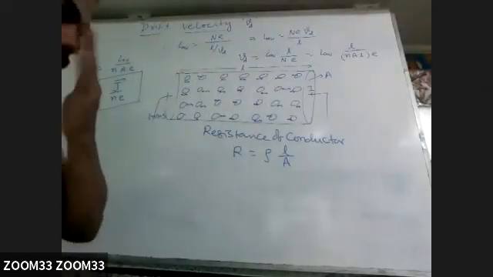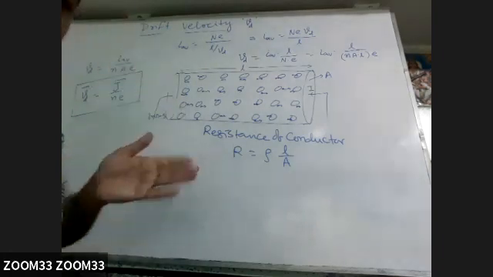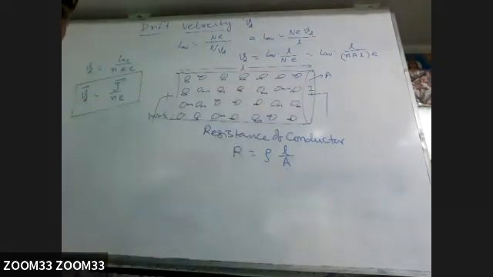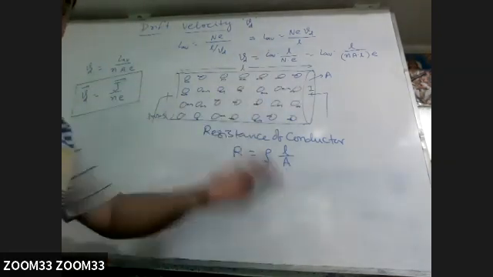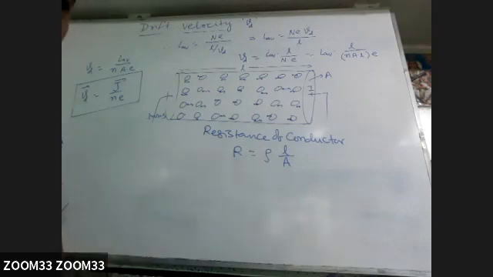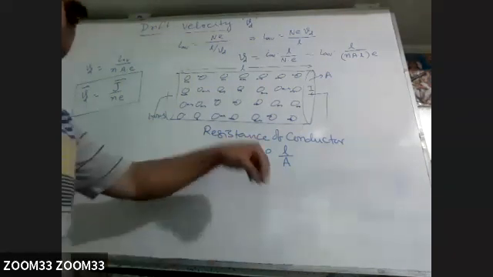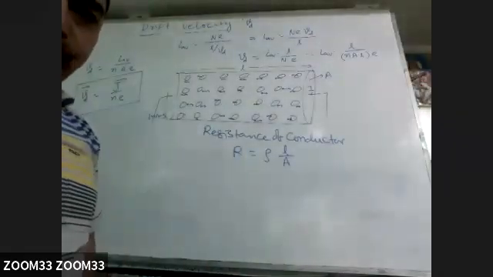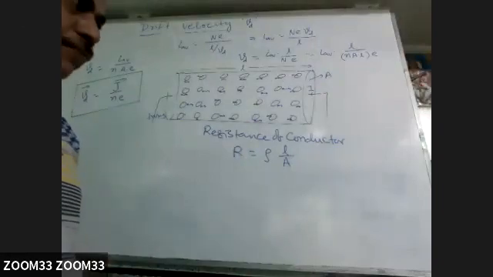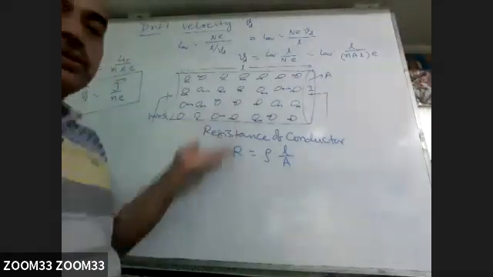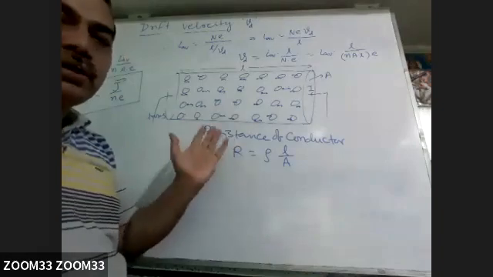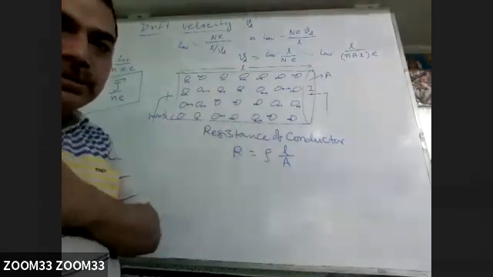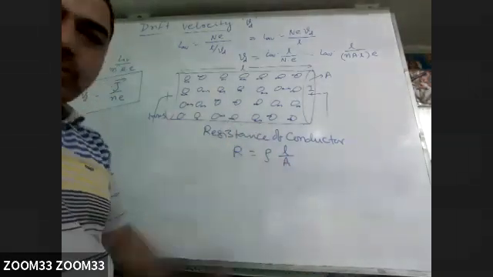Suppose one person has to cross a big crowd. Naturally, there will be more collisions. If the crowd is less, one person is standing here, another here, another here, then he can cross easily without having any collision. So if the area of cross section is more, naturally the number of collisions will be less. So resistance will also be less.